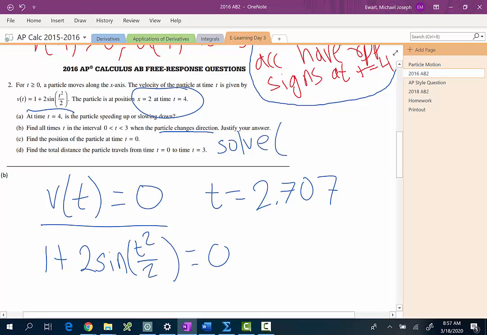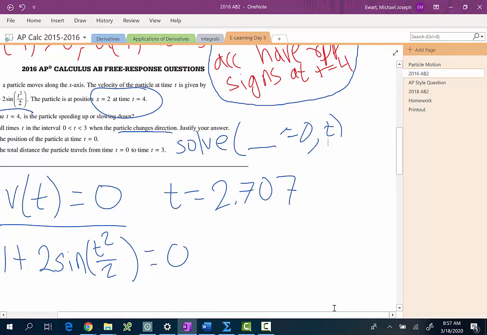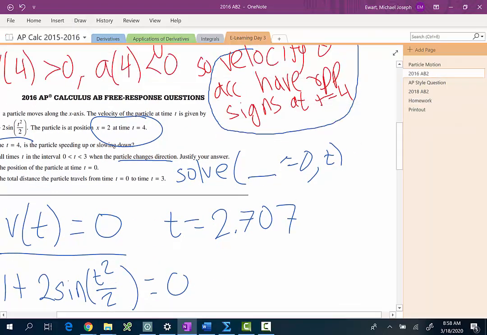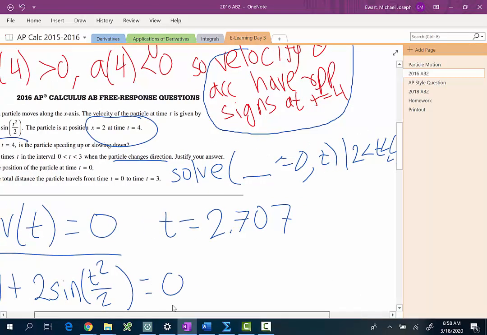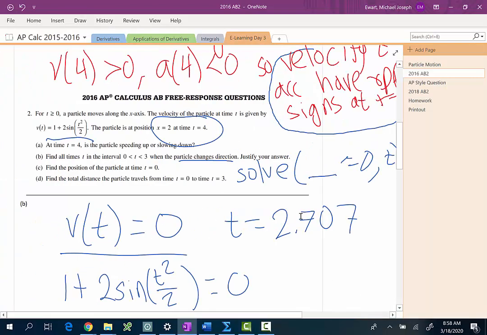But we're going to write solve, and then you're going to write that in: 1 plus 2 sine t squared over 2, equal to 0, comma t. If we used f1 of x, then you'd write with x's. And then we're going to do the whole "at" 2 less than t less than 4. Right? So it's important to make sure we have that "at" part, because that's going to give us the 2.7 and not some other thing.